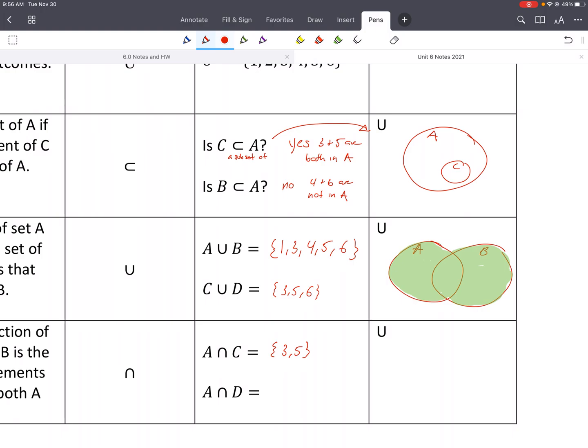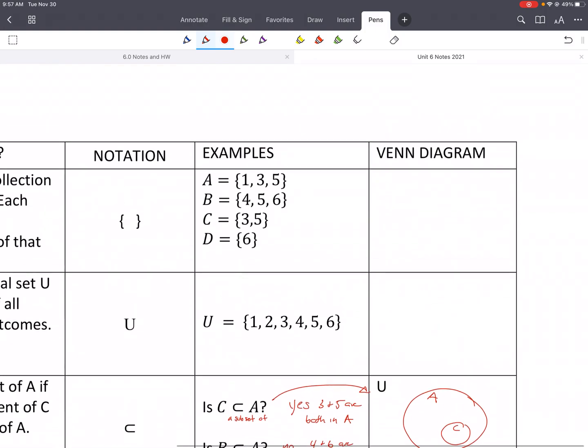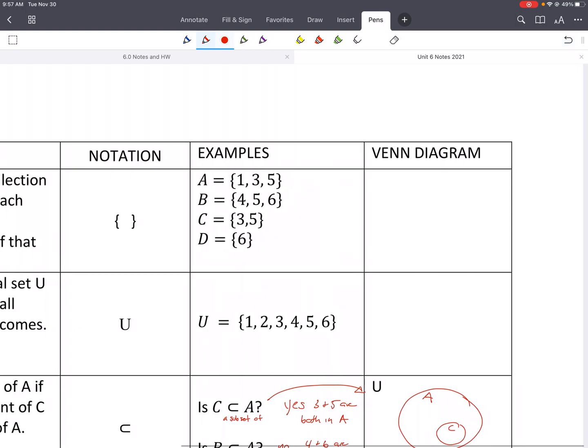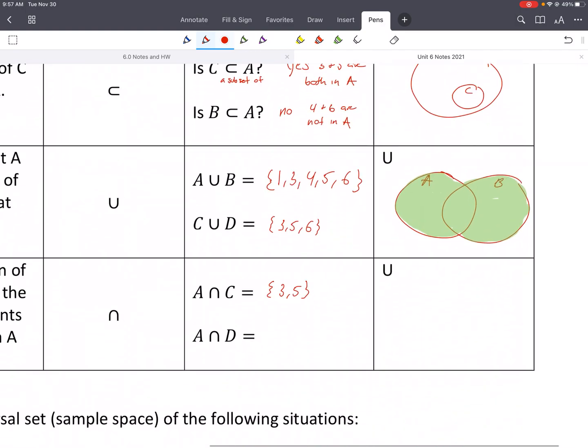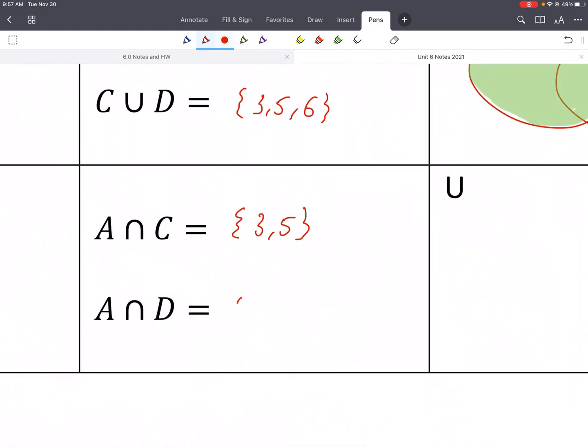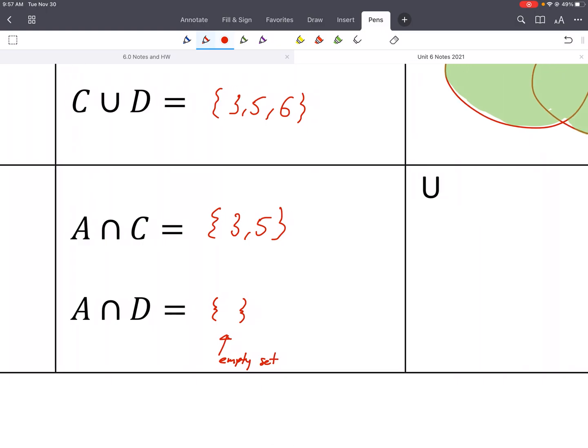Okay? If we do the intersection of A and D, what do they have in common? Well, they don't have anything in common. So what we would do is we would do our brackets, and we would just leave it empty. Really need to work on my brackets, okay? This is when there's nothing in there, sometimes we call it the empty set, or the null set. But anyways, empty set I think is more common for me.